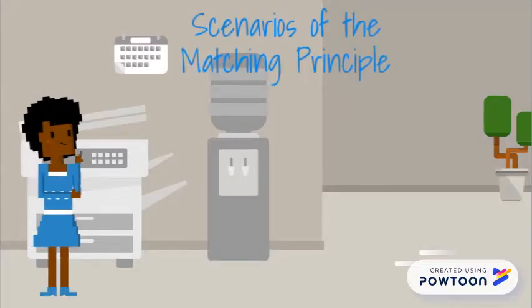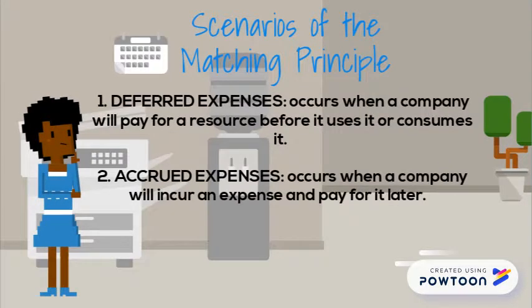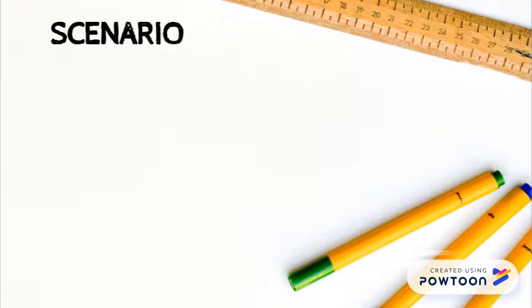There are two scenarios in which the matching principle is applied. The first scenario is deferred expenses, which occurs when a company will pay for a resource before it uses or consumes it. The second is called accrued expenses, which occurs when a company will incur an expense and pay for it later. Now let's look at some examples of where these scenarios are applied.